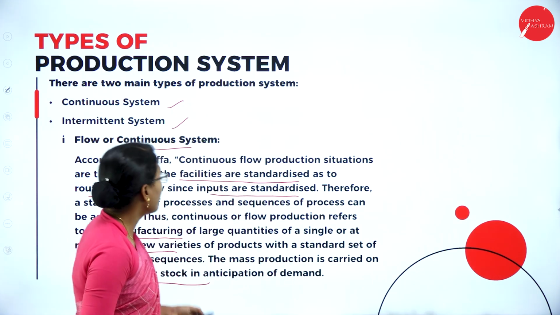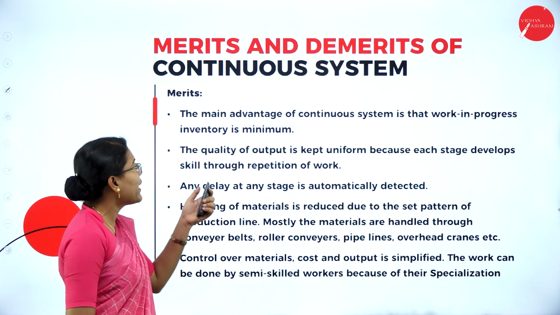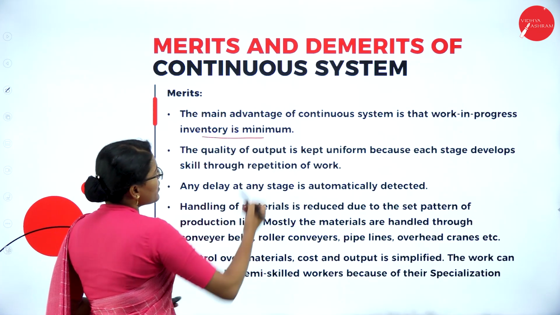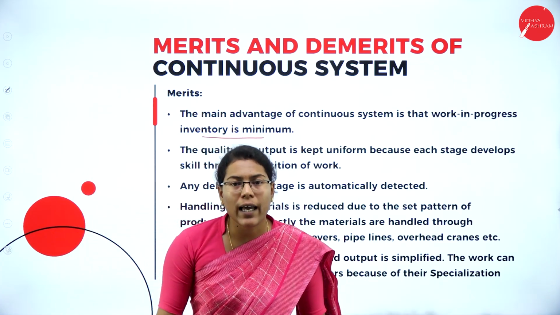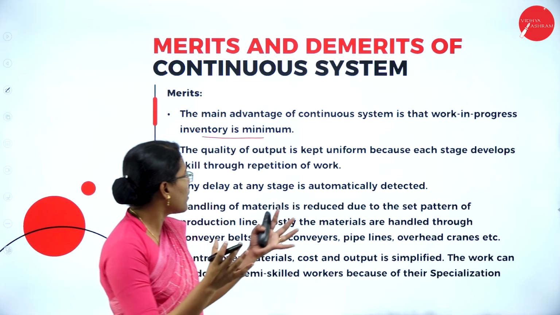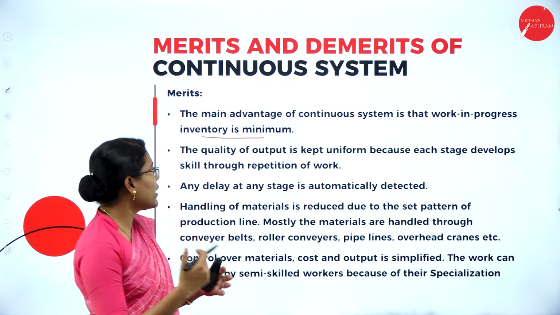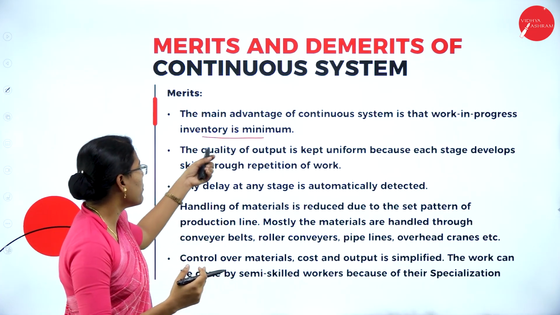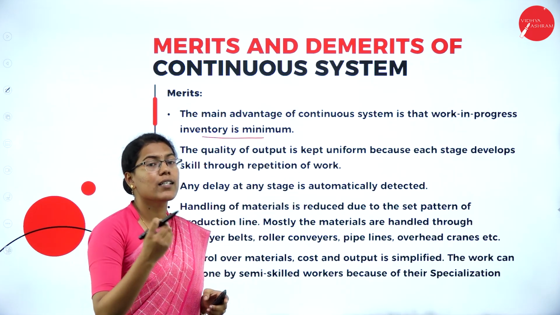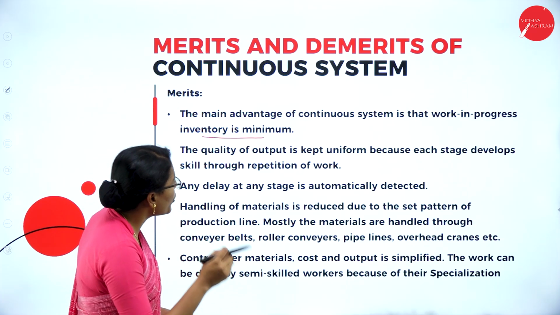So let us see some of the advantages of the continuous production system. One of the main merits or advantages of the continuous system is that work in progress inventory is minimum, because here the production happens continuously throughout the year. So the company need not store a large amount of inventory. On a day-to-day basis, it can order the inventory that is required for production, and it can maintain its inventory at a minimum level, because as continuous production is there, even a continuous supply of inventory can be made.